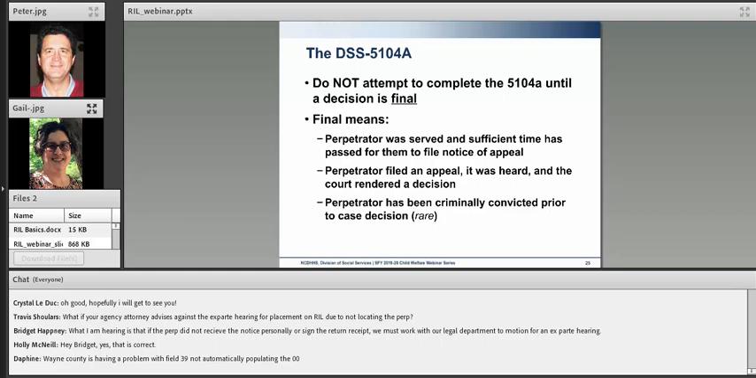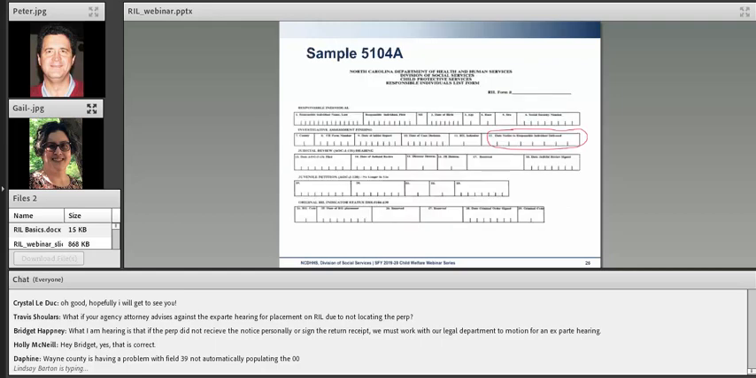Right? So if one of those three things are in place, 15 days or so has passed since you served the individual, you've not been given any notice of appeal, complete the 5104A. Perpetrator filed an appeal, you went to court, the judge says yes, it's appropriate, there's enough information to show that they are the perpetrator, place them on the RIL. Or perpetrator has been criminally convicted prior to case decision. Okay? So here's what the 5104A looks like.